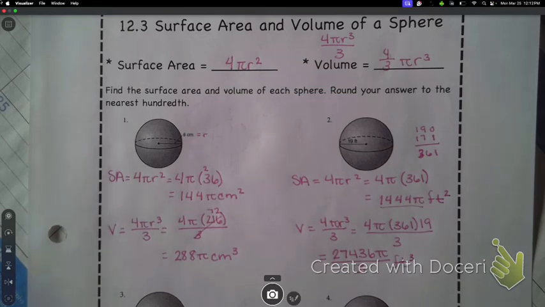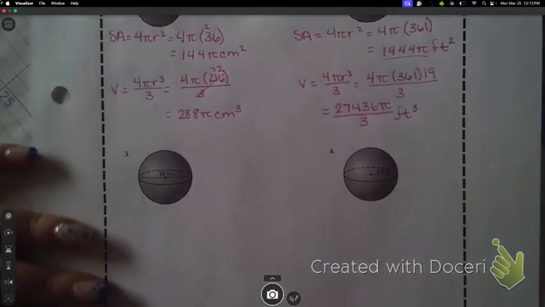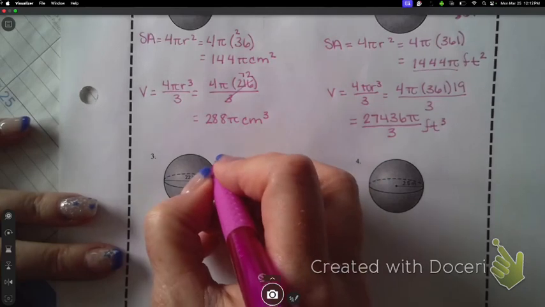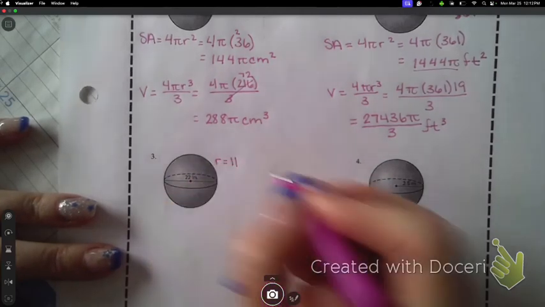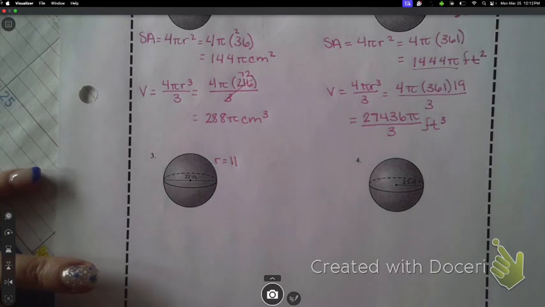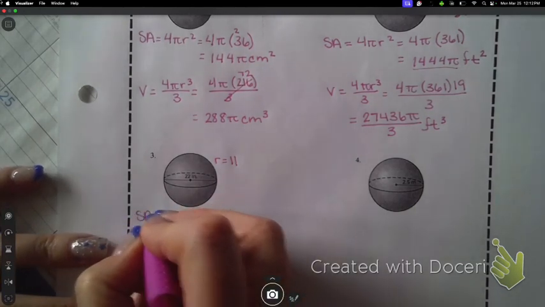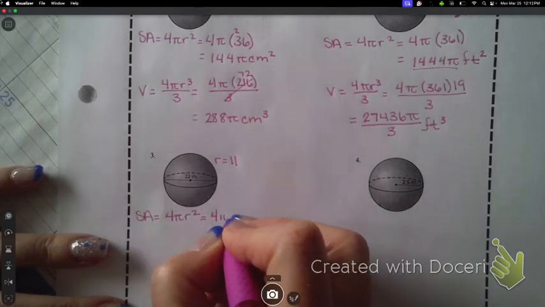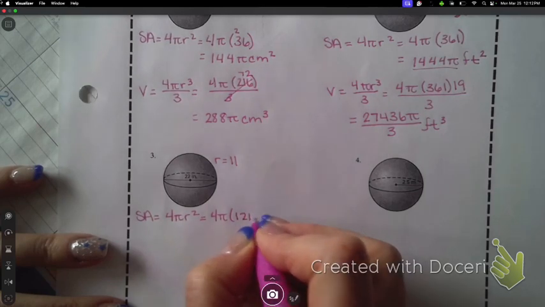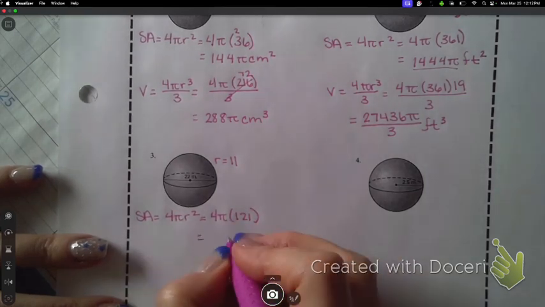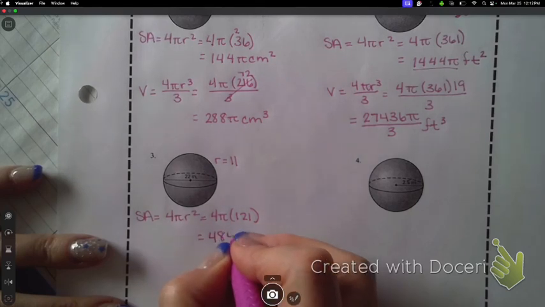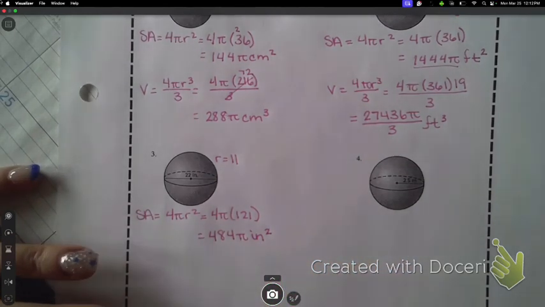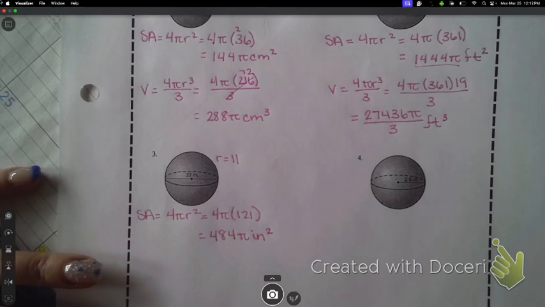Okay, what's special about the next one? You have to divide what by 2? Yeah. The diameter. It gives me the diameter. I need the radius, which would be 11. So surface area would be 4 pi r squared. So 4 pi times 121. So 484 pi inches squared. Worst part about this is the multiplication, isn't it?